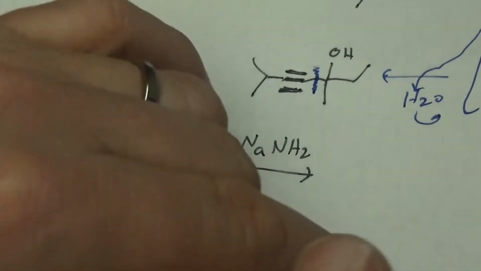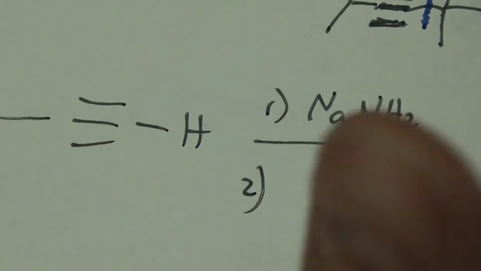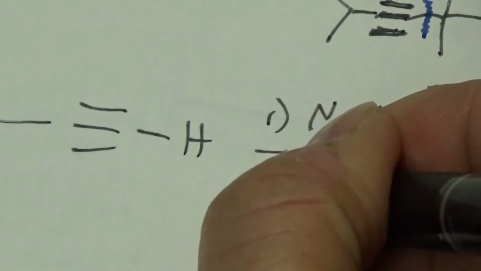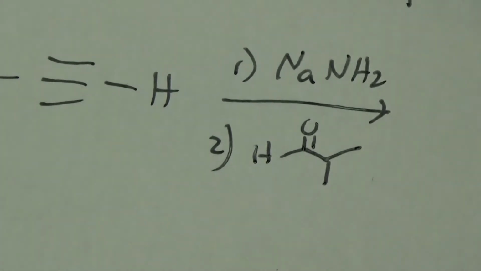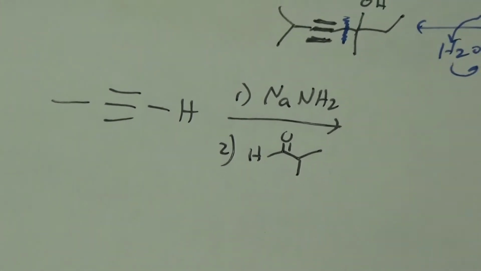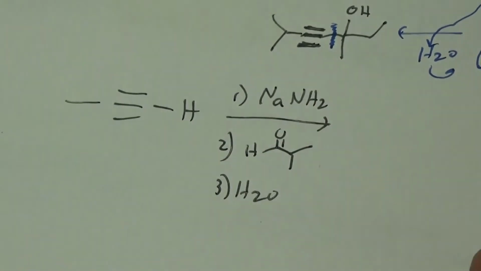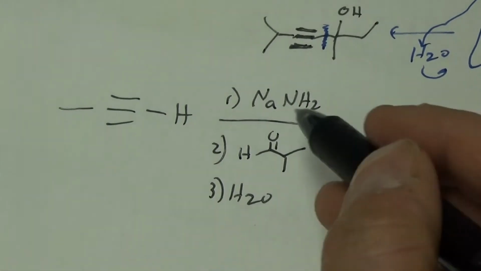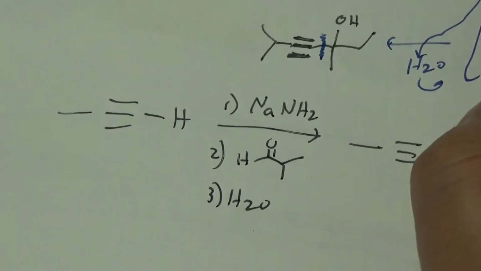Alright, so this next example, NaNH2. Let's try an aldehyde. Okay, so a simple aldehyde, and let's throw in the water step also. I'm going to skip all the mechanism and just jump to the product. You can draw the mechanism.